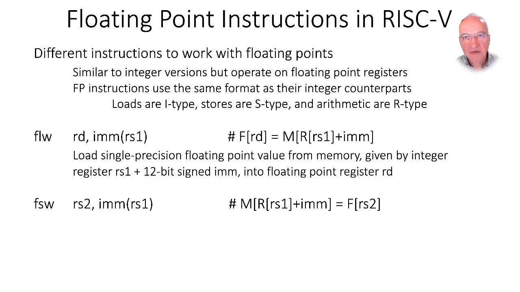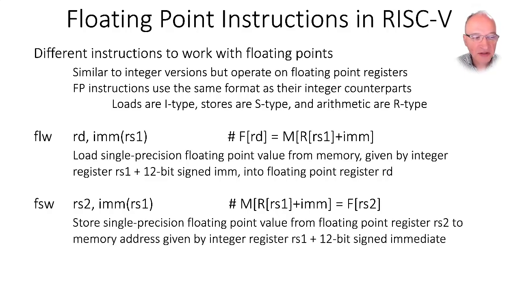I have an FSW that's very similar, analogous to the FLW. So this is a floating point store word. Again, RS1 is an integer register. The immediate value is treated the same way as in the store word. The difference is that now the source register, RS2, is not an integer register. It is a floating point register.